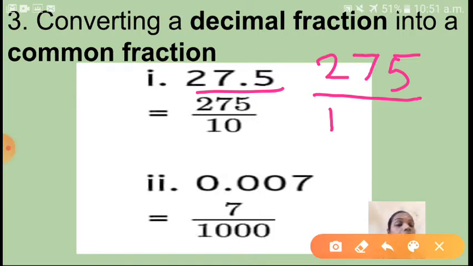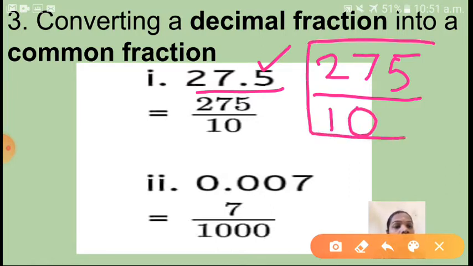Now just see the question. After the decimal point, how many digits are there? You have to count. Yes, only 1 digit is there, that is 5. So you have to write only one 0 followed by this 1. This is your answer. I hope you understood this one. It's very easy, isn't it, children?